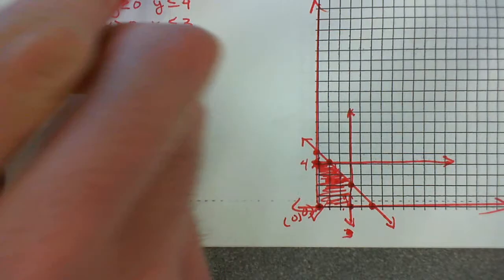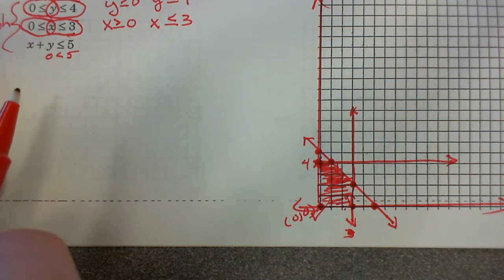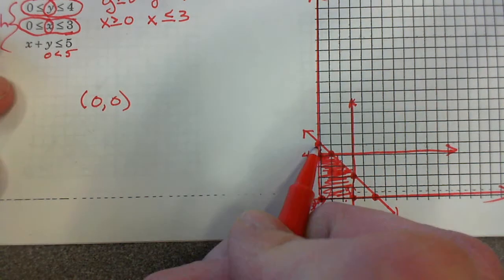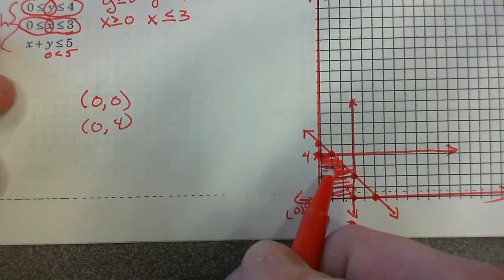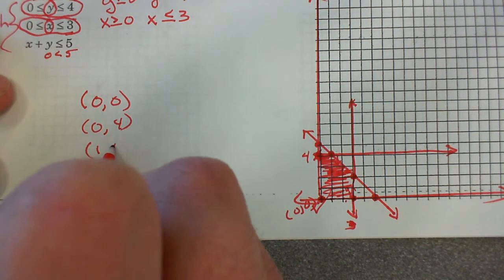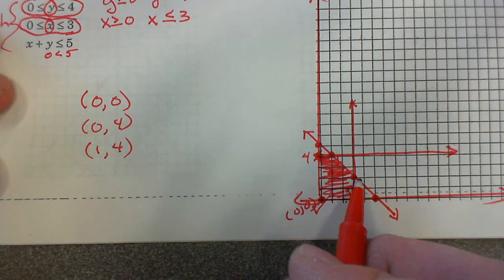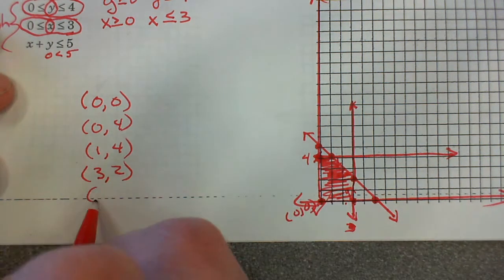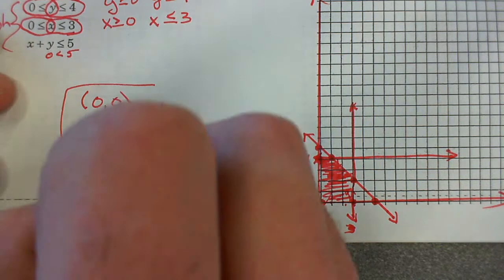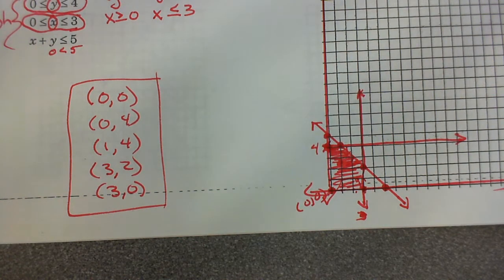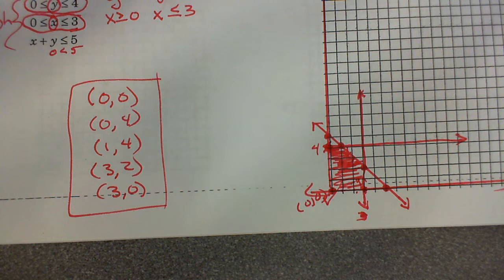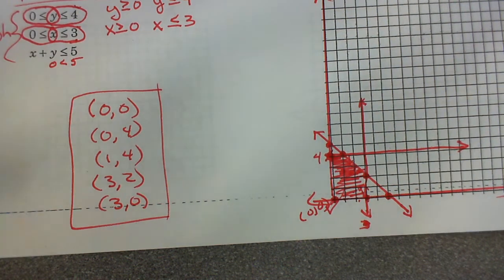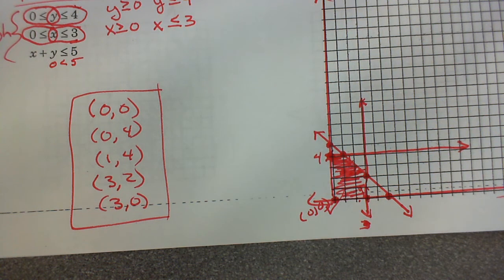It says to mark the critical points. So if I mark the critical points here, we know our critical points are (0, 0). Moving up, that's (0, 4). Moving over, looks like that's (1, 4). Moving down, this is (3, 2). And moving down to the bottom here, this is (3, 0). So here's my set of critical points. We're not going to do anything else on this particular problem. I'm just saying, can you take the restrictions on this question that were listed here, get them on the graph, and then list the critical points.